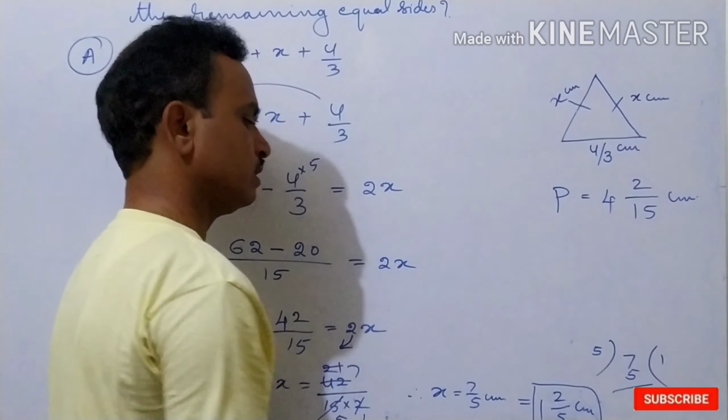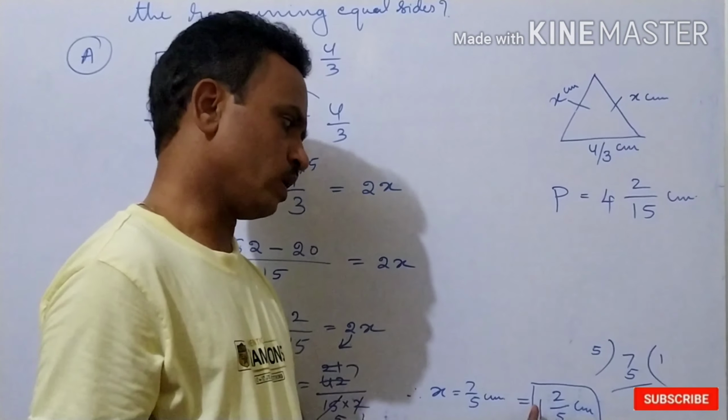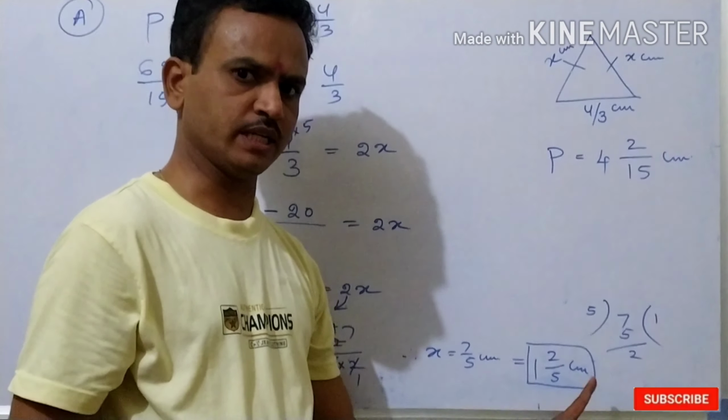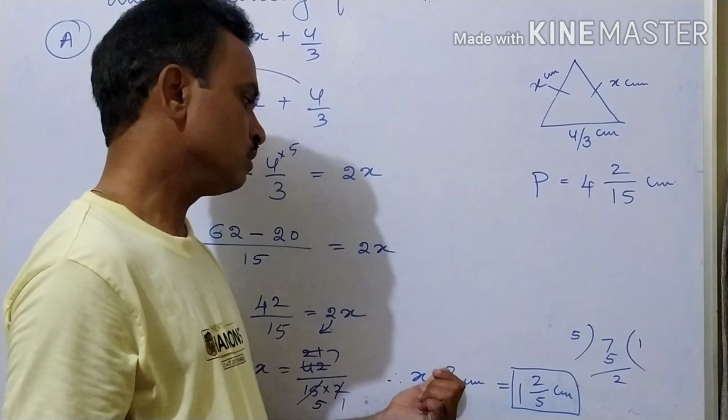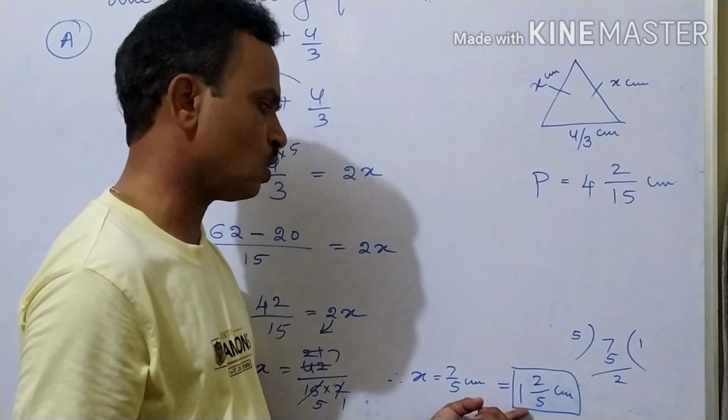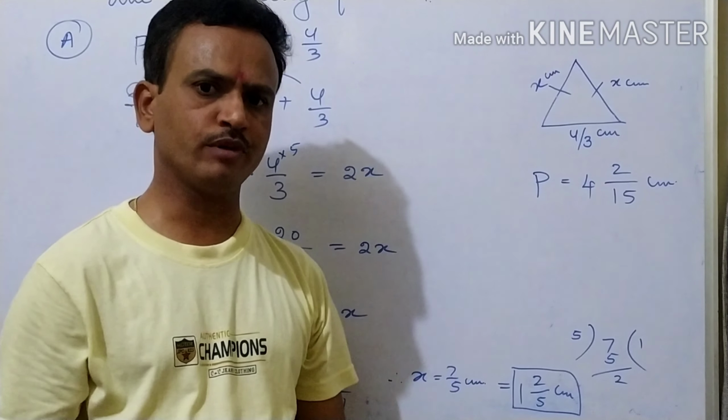Remaining two sides are equal to 1 integer 2 by 5 centimeter. Because your base is given 4 by 3. So you can write 7 by 5 also, or 1 integer 2 by 5.